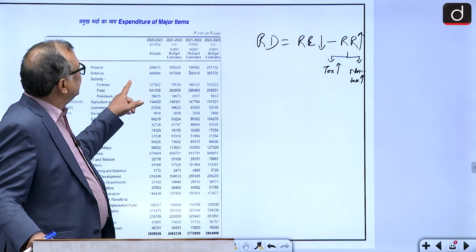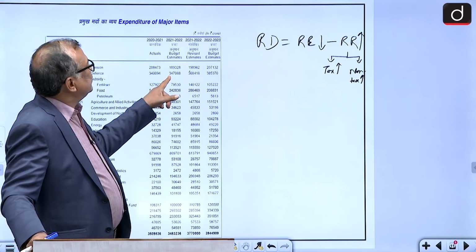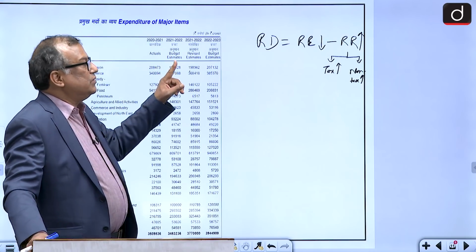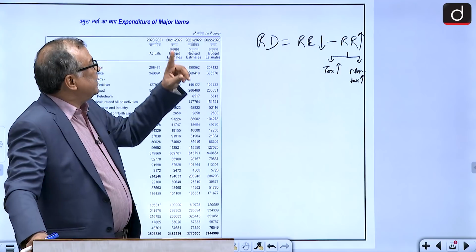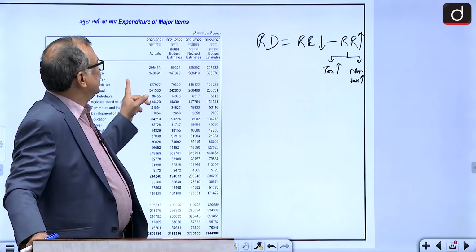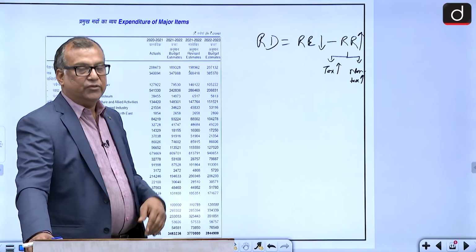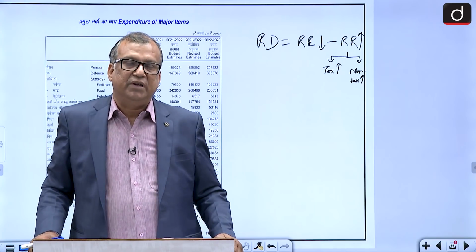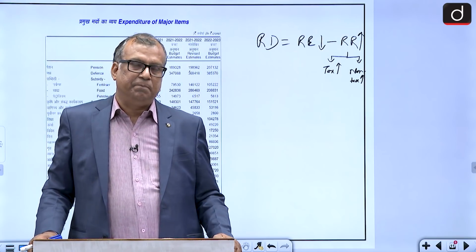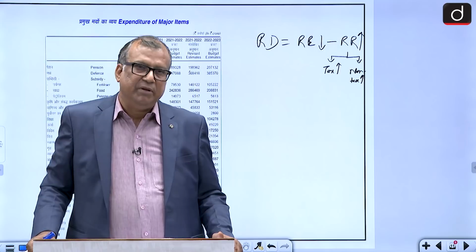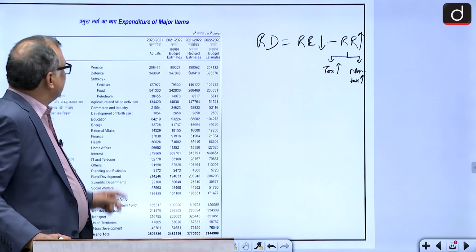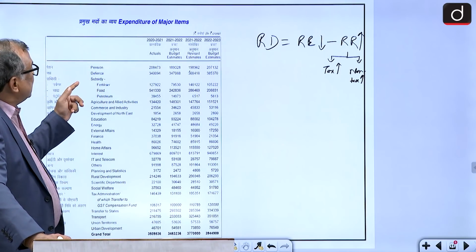Defense expenditure: 3,40,000 in 2020-21, 3,47,000 in the budget estimate, 3,68,000 in the revised estimate, 3,85,000 in next year's budget. So the general trend line is that in the last couple of years, defense expenditure is growing faster than many other expenses, maybe on account of growing uncertainty in the world environment and growing concern. That's it. Now look at subsidy.